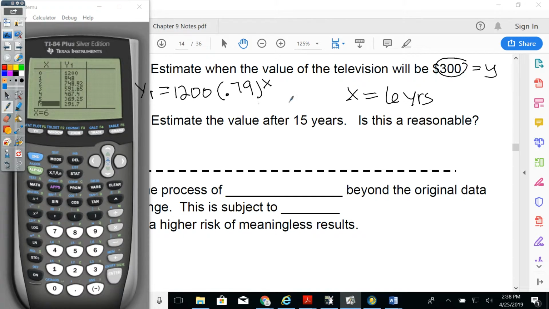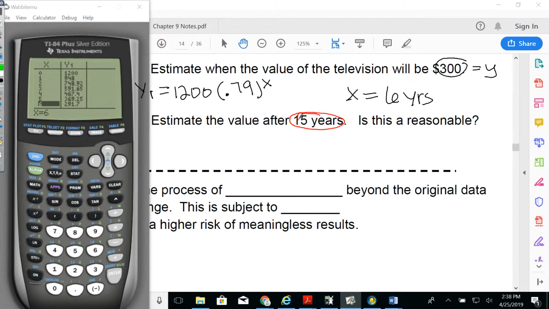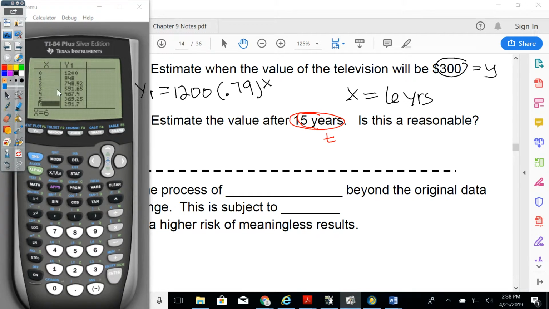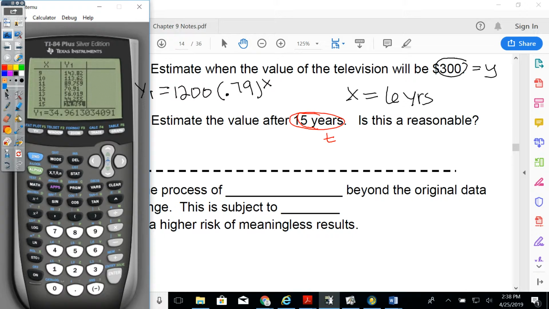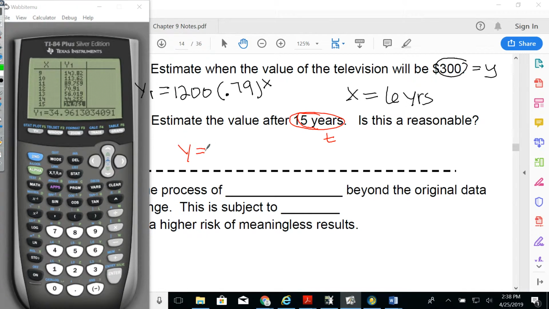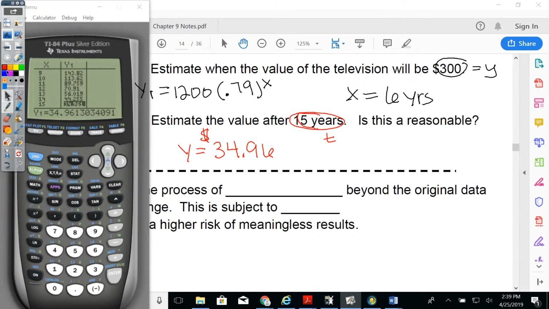All right, estimate the value after 15 years. For this part, 15 is giving me time, which is the X. Since I already have it in the calculator, I'm just going to go down to where X is 15 and see the price there. So when X is 15, Y is $34.96. This is money. Or you could have just plugged in 15 as the exponent.